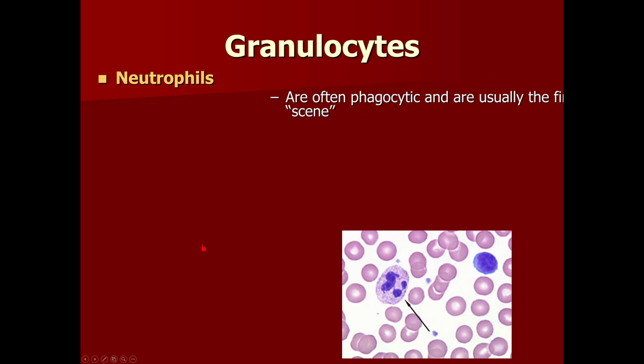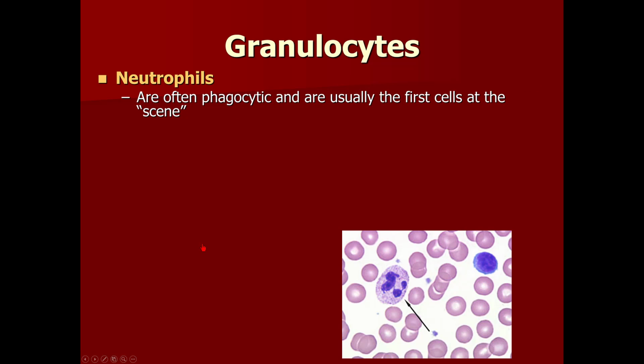Now, neutrophils are the most common granulocyte that you'll see in circulation. They are often phagocytic, so they're the ones that eat foreign things. And they're usually the first cells at the scene of the crime, right? These are your typical traffic cops, right? They are the first ones to respond to a scene. They assess the situation, and they relay information to those that are higher in their chain of command, right?